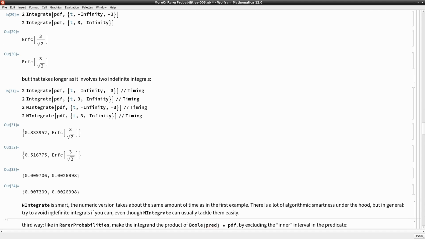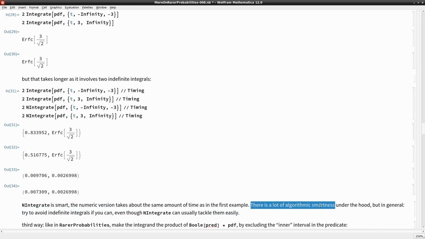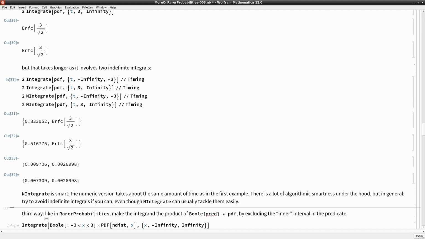And it also shows us here NIntegrate is pretty smart internally. The numeric version takes about the same time as in the first example, and that's because there's a lot of algorithmic smartness under the hood in NIntegrate, so that it's relatively easy for that function to deal with the two infinities at the right and at the left end. But in general, still try to avoid infinities in these indefinite integrals, although for NIntegrate that's not a problem. And I'll show you the third way to do this.